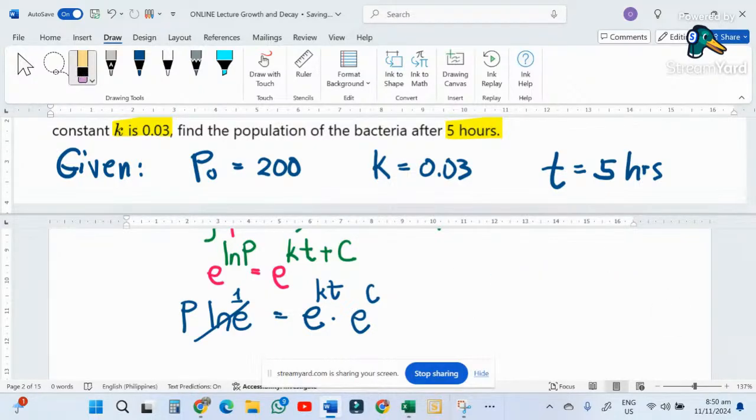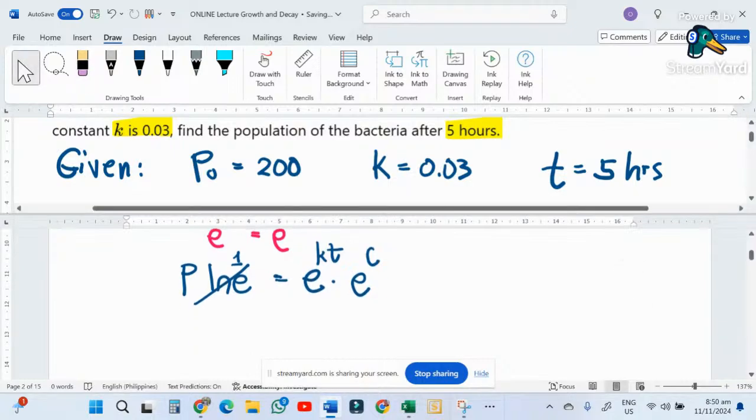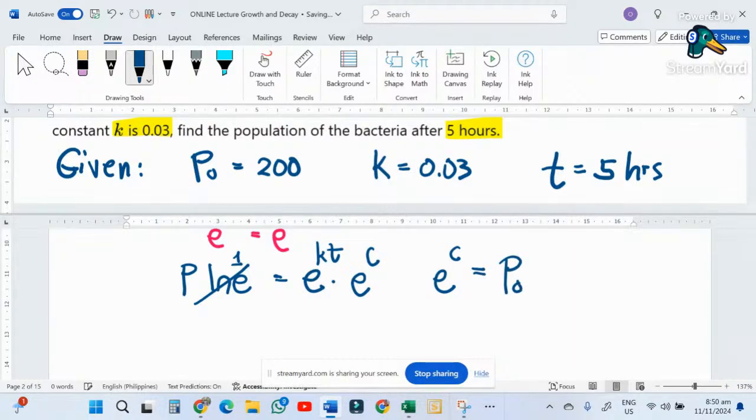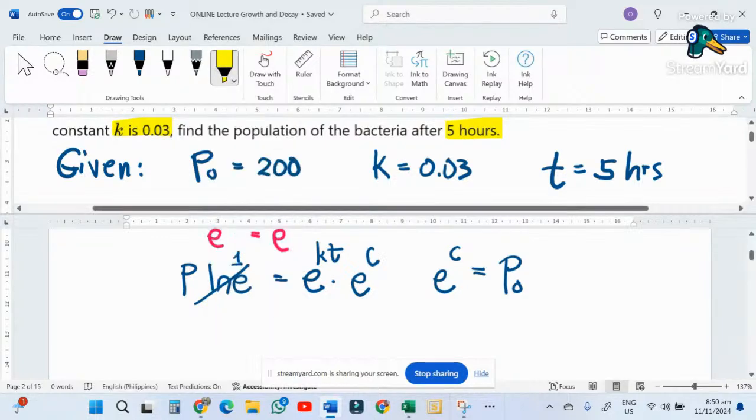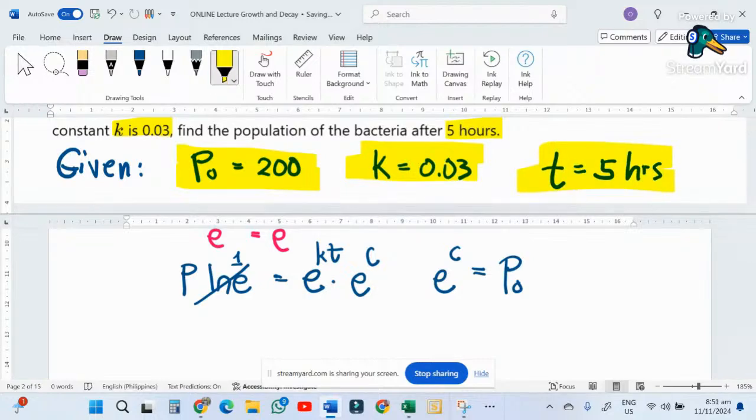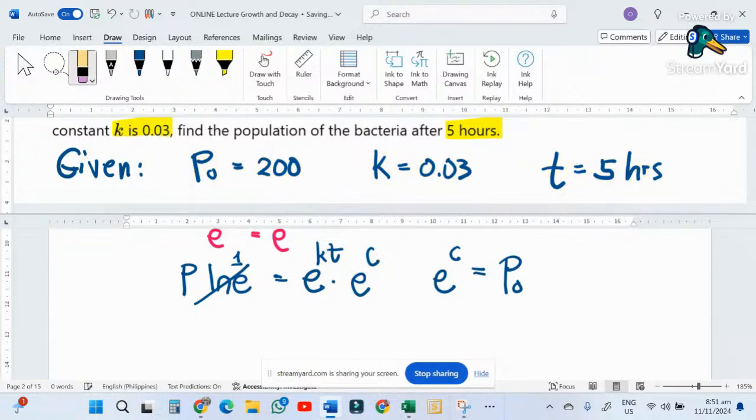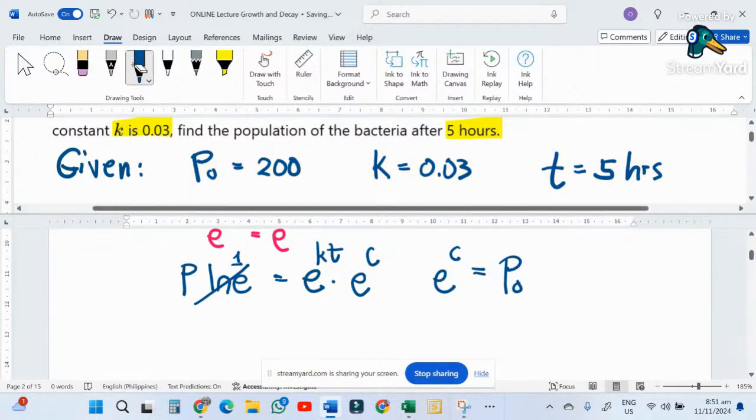Okay. Now, your e to the c is actually your initial population. e to the c is constant, and the one given in our problem is P0, where t is equal to 5. The P0 is the one not changing because you have started everything from there. So e to the c will be equal to 200. Okay, let's continue.